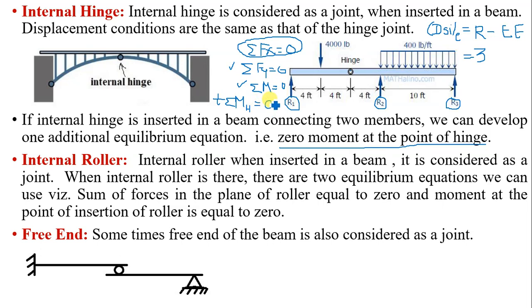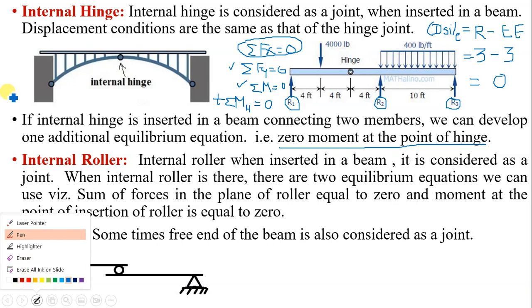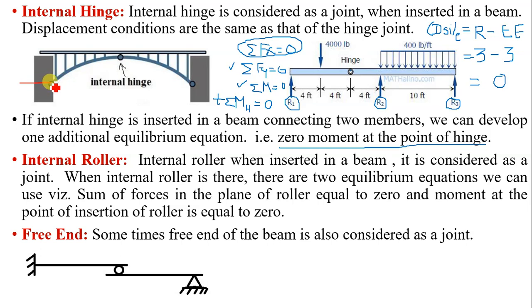And now I have three available equilibrium equations, and hence the degree of external indeterminacy is 0. So this structure is a determinate structure. The same is the case with the arch which is shown here. For this structure, see how many reactions are there? HA, VA, HB, VB, 4.